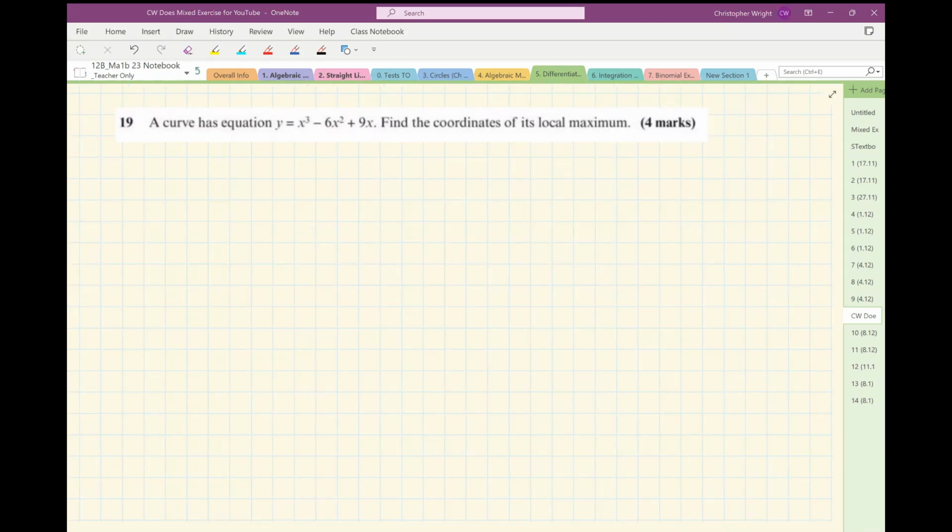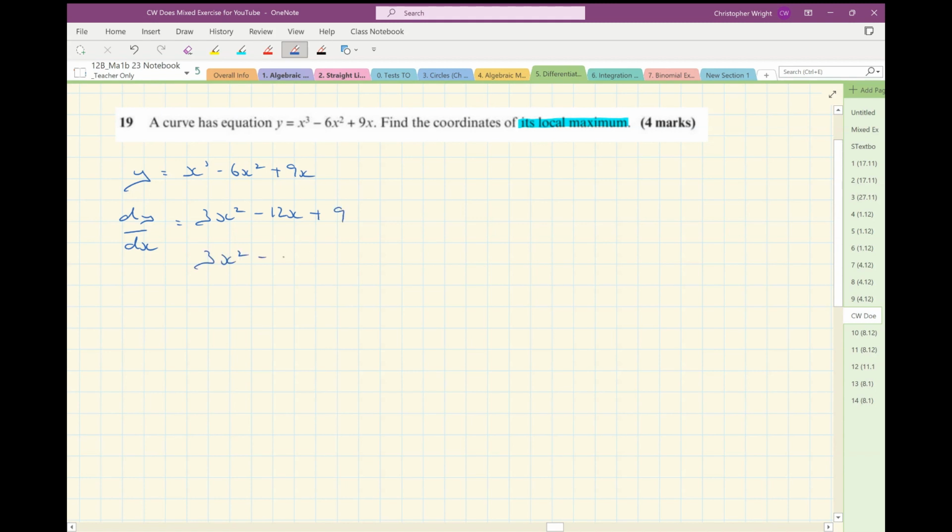Question 19. I'm given the equation of a curve, and I need to find the coordinates of its local maximum. So I've got y equals x cubed minus 6x squared plus 9x. Now I need to find the coordinates of its maximum, so I need to find the gradient function, and then I will set that equal to 0 to find the x coordinates of any stationary points. Let's take 3 out first. x squared minus 4x plus 3.